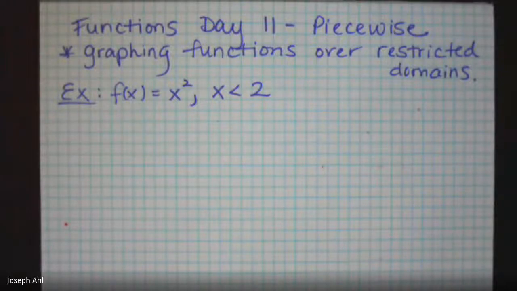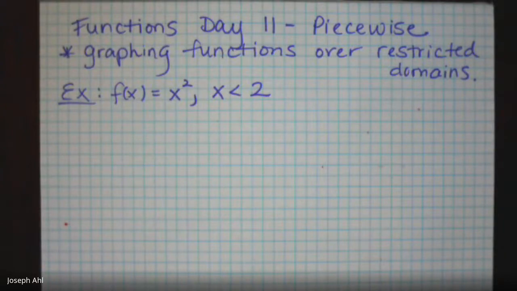Hey, Algebra 2 honors students, this is going to be some more functions here. We're still in Unit 2. We're on day 11, which is all going to be about piecewise functions. We are going to be taking some notes by hand today. You might want to do them on graph paper since we're doing a lot of graphing associated with piecewise functions.